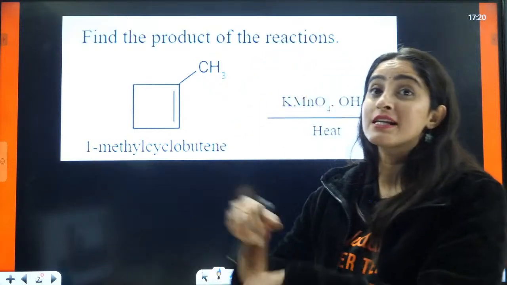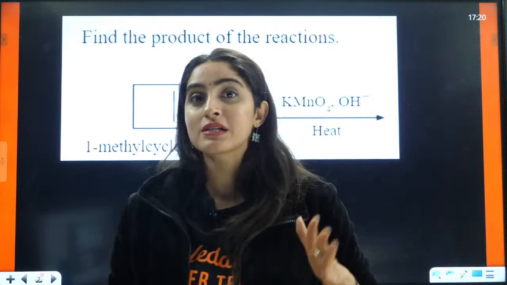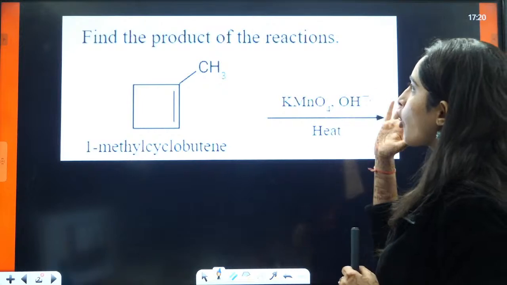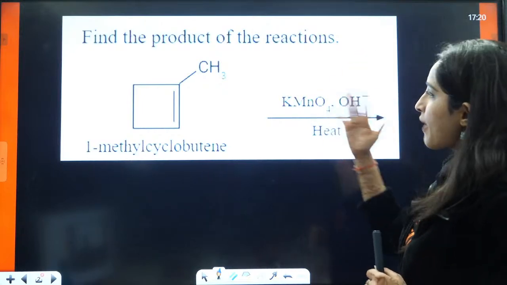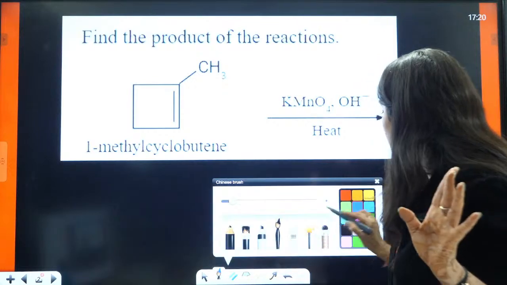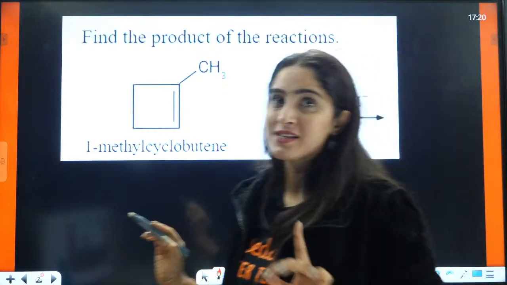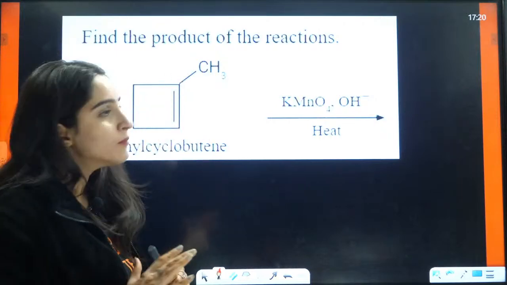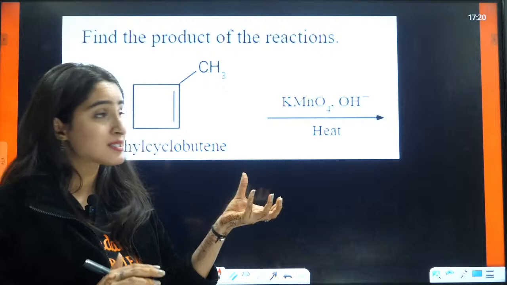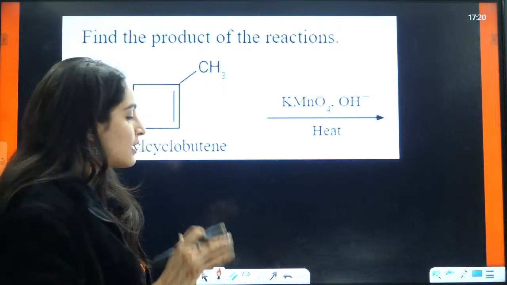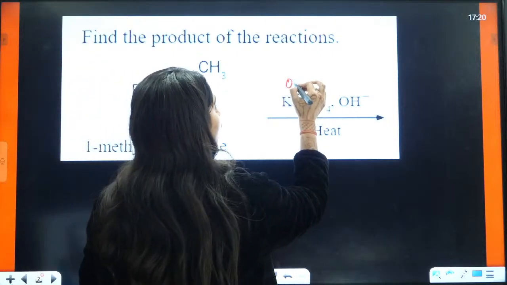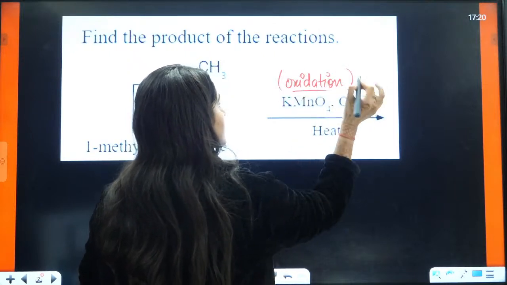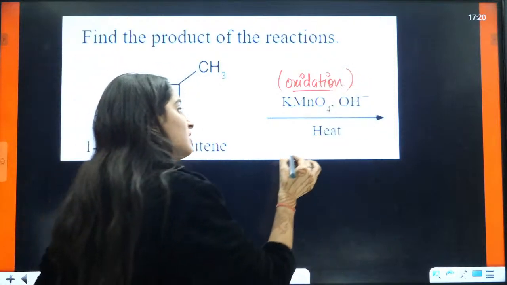So now, firstly let us recap what we have studied in the previous lecture with the help of some questions. The first one is: find the product of the reaction. From this we are going to recap what we have studied in the previous lecture. It shows a double bond with CH3 and you are using KMnO4 in basic medium and heat. That clearly shows that we are going to do oxidation with heat.